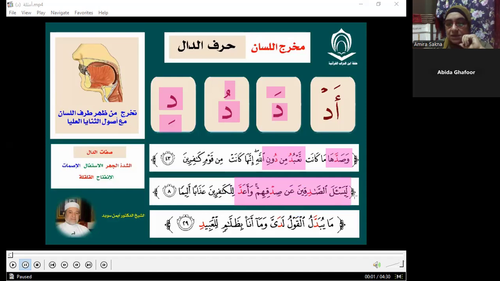I will recite this part because I have a letter that is repeated. I'll check on it again. ليسأل الصادقين عن صدقهم. الصاد مفخم, الدال مرقق. صدق, the صاد is still مفخم, yes it has a كسرة but of course it's مفخم. وأعد, here no problem because it's a light letter, so no problem.